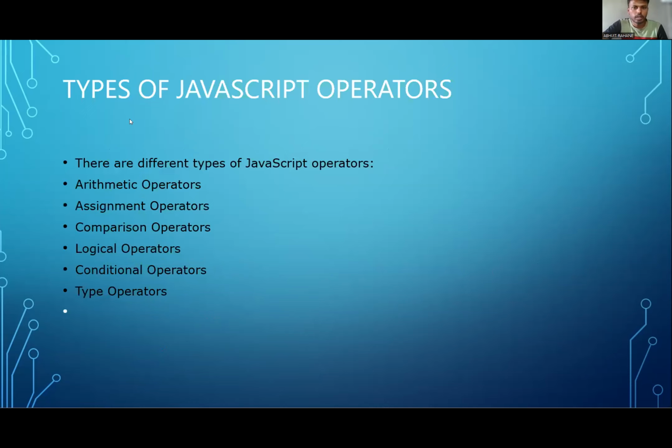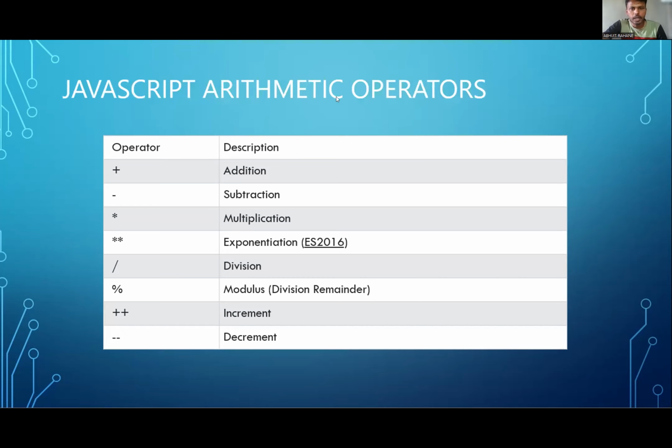The types of JavaScript operators. There are different types of operators: arithmetic operators, assignment operators, comparison operators, logical operators, conditional operators, and typeof operator. There are 6 types of operators in JavaScript. Let's see one by one. JavaScript arithmetic operators. We can use different operators like plus, addition, subtraction, multiplication, exponentiation, division, modulus, increment, and decrement. These are all of the arithmetic operators which we can use in JavaScript.